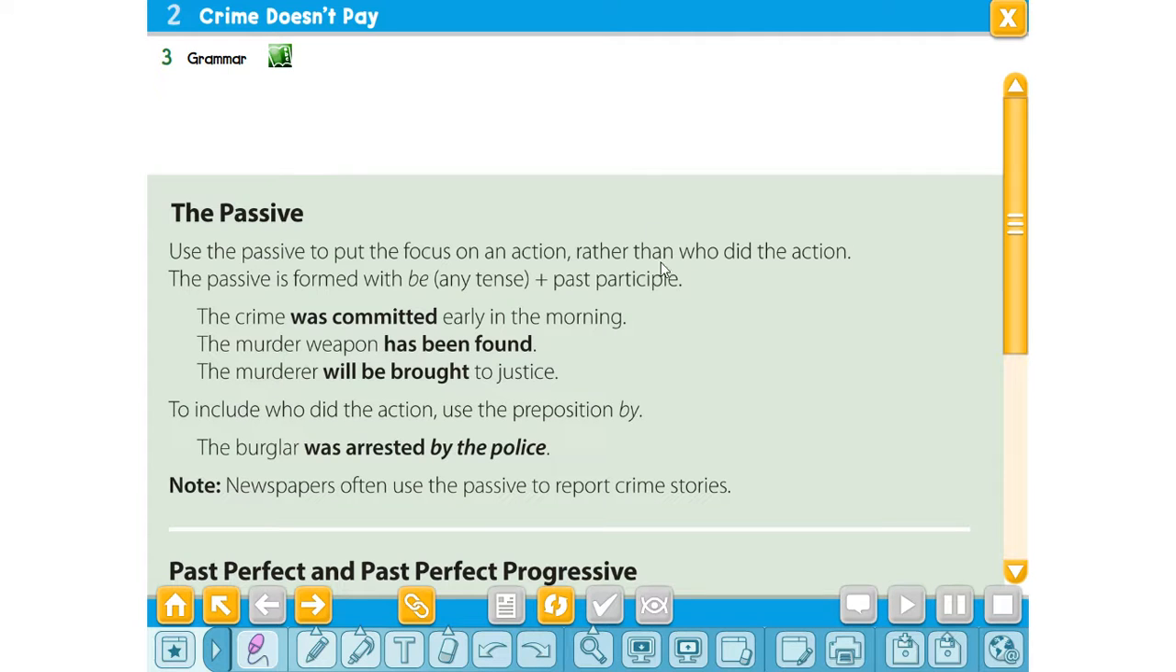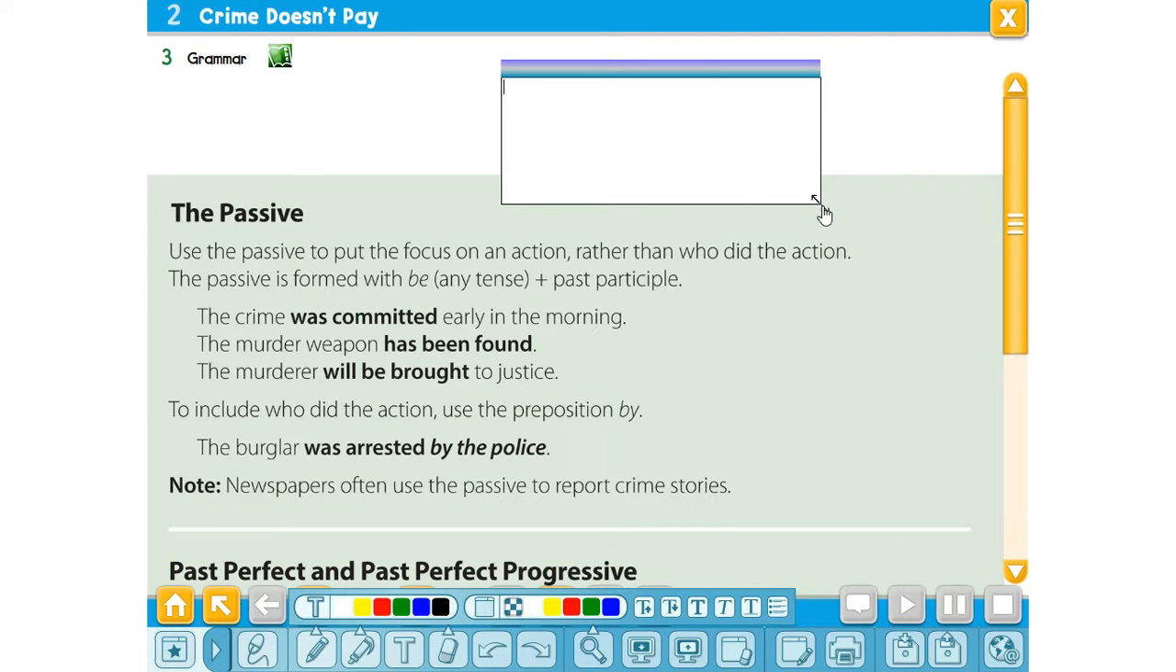So what is the rule of the passive? The rule of the passive will be like this. We start with the subject. Then we have verb to be. Then we have the verb in past participle.